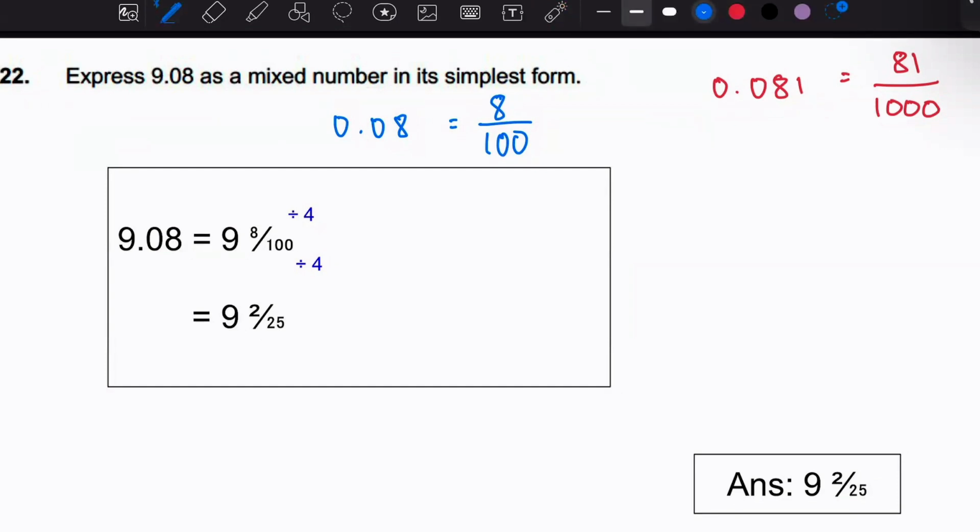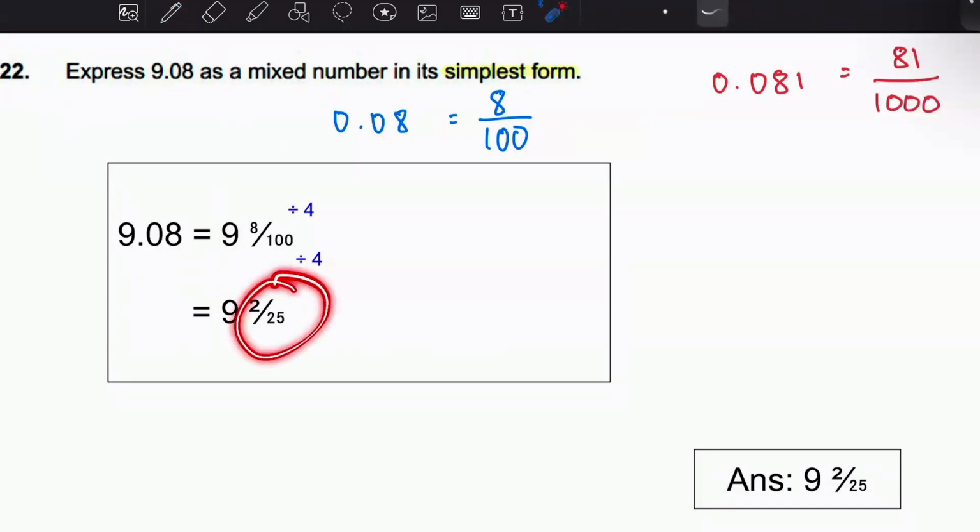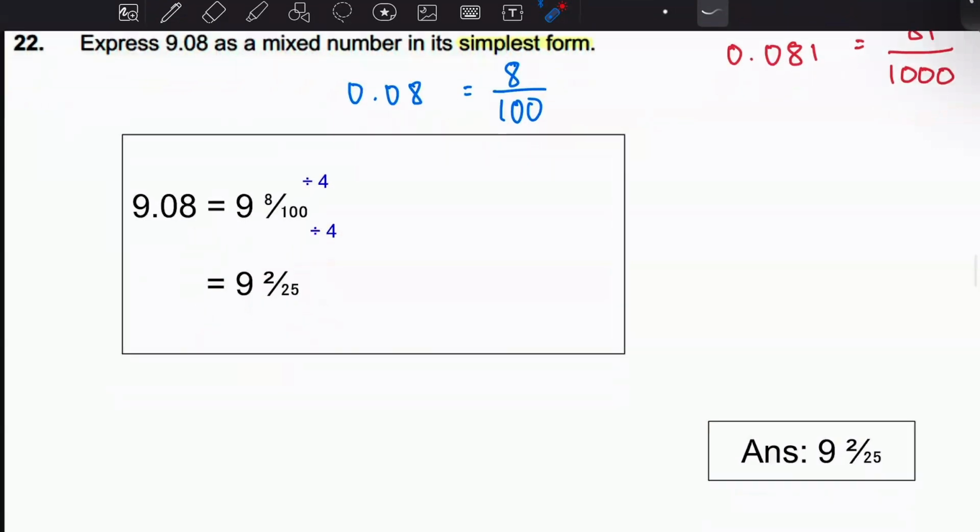So we now have the fraction 8/100, but we need it in the simplest form. Let's simplify 8/100. We can divide by 4. 8 divided by 4, we get 2. 100 divided by 4, we get 25. And I cannot simplify this fraction anymore. So that is your final answer. Okay, next one.